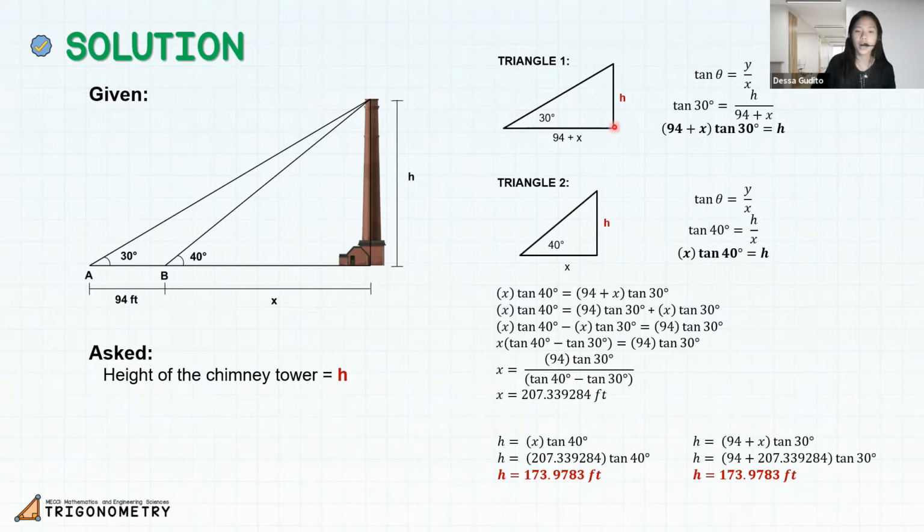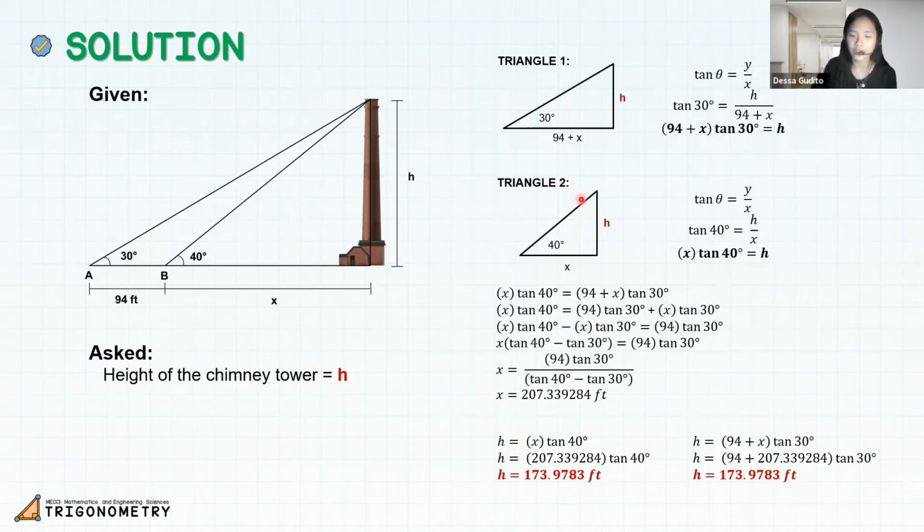the triangle. So, using tangent as the identity to formulate the equations for the first triangle, we have tangent theta is equal to y over x. Our theta is 30 degrees, our y, or the opposite of 30 degrees, is h, and our x component is 94 plus x. So we simplify this, or we isolate h. Therefore, we have our equation 1 as the quantity 94 plus x multiplied by tangent of 30 is equal to h.